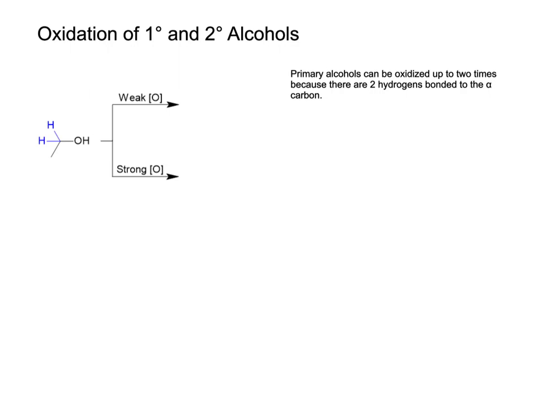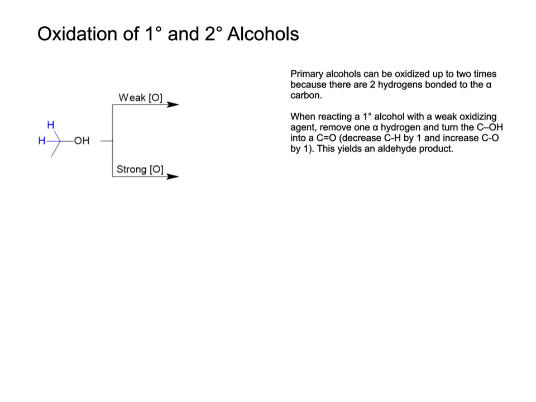We're going to start with a primary alcohol. You can see that I drew that on the left, and I drew the hydrogens bonded to that alpha carbon in blue. Normally we don't show hydrogens, but I wanted to show you that primary alcohols can be oxidized up to 2 times because of those 2 hydrogens bonded to that alpha carbon.